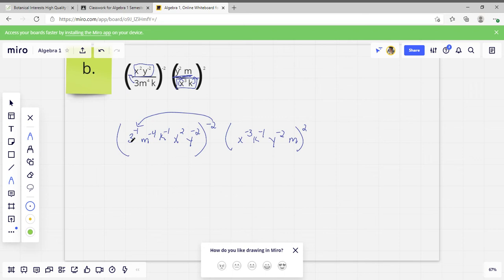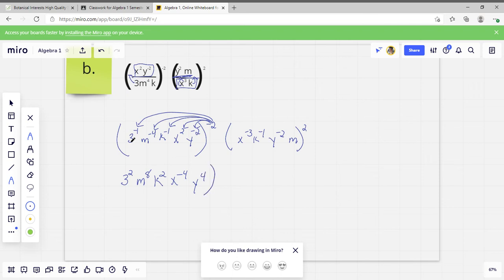So 2 times 1, negative times a negative makes a positive. So I got 3 squared. 2 times 4 is 8. And that would be positive 8. Okay, we've got negative 2 times negative 1 would be a positive 2. Our x, we've got negative 2 times positive 2, that would be a negative 4. And our y, we've got negative 2 times negative 2 would be a positive 4.